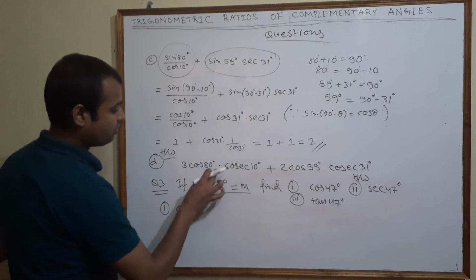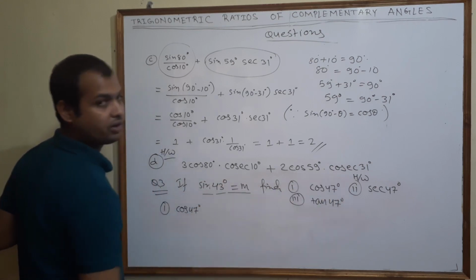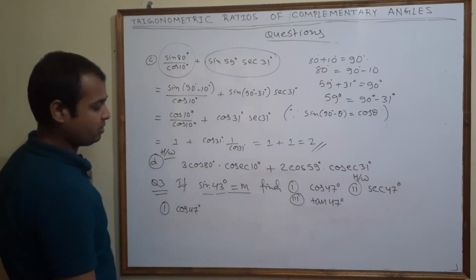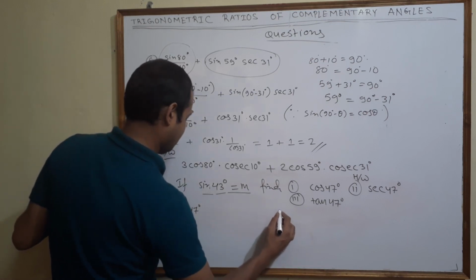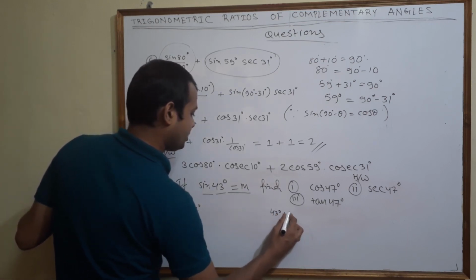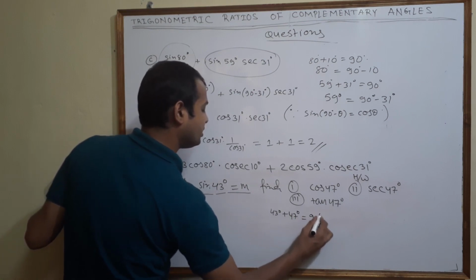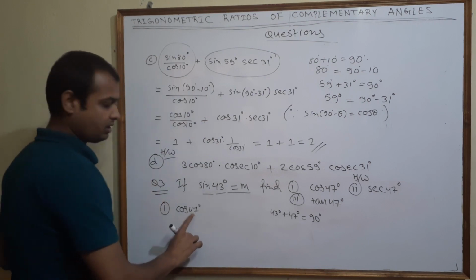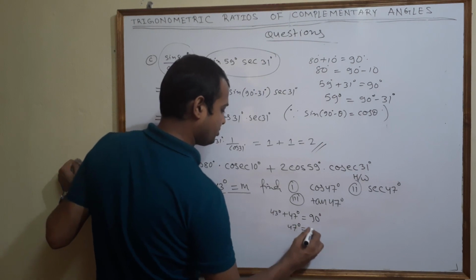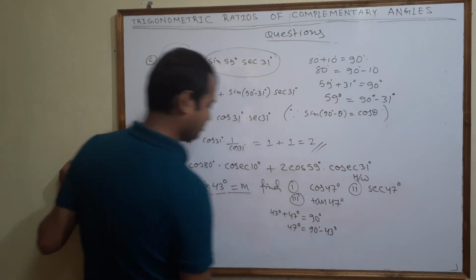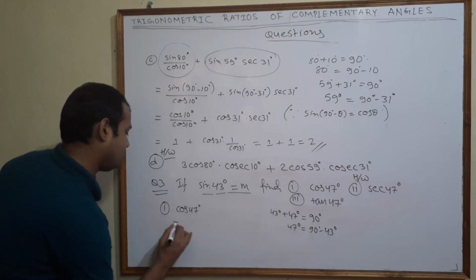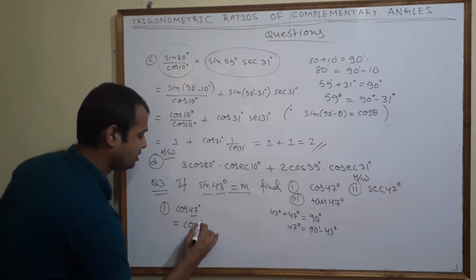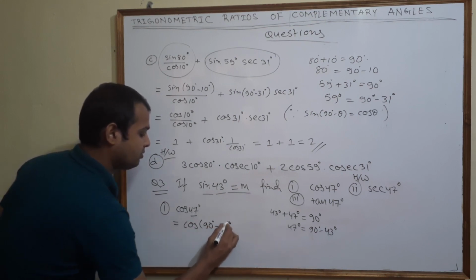You'll observe one thing, that 43 plus 47 is equal to 90. That means 43 and 47 are complementary. So what we can do is write 47 degree as 90 degree minus 43. In the next step we will write cos of 90 minus 43 degree in place of 47.